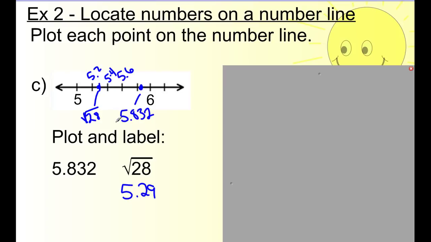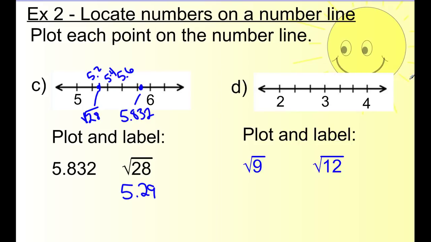So that's what I'm saying. It's estimation. You're just trying to get close. In fact, this 5.832 is probably a little bit too far to the right, but I don't care. It's close. It's ballpark. Go ahead. Try letter D now. So you have the square root of 9 and the square root of 12. Pause the video. Do the problems. Take your time. When you're ready to continue and check over the problems, hit play, and we'll go through them together.